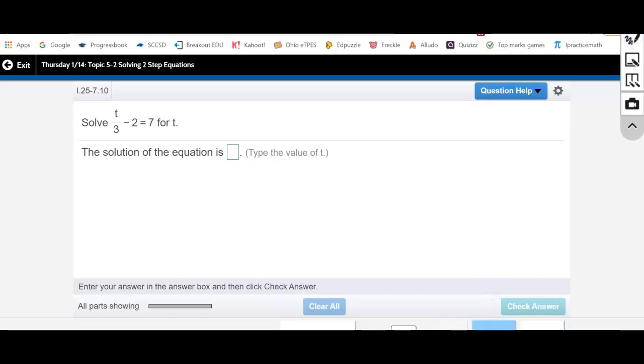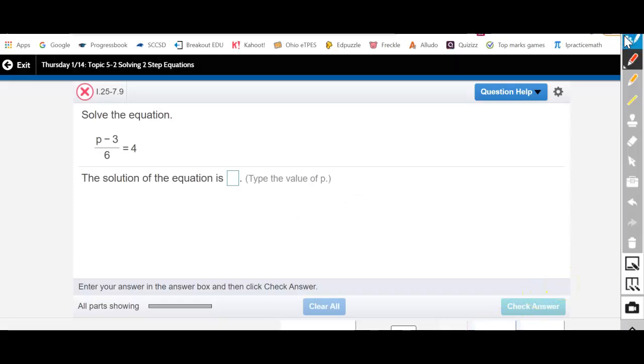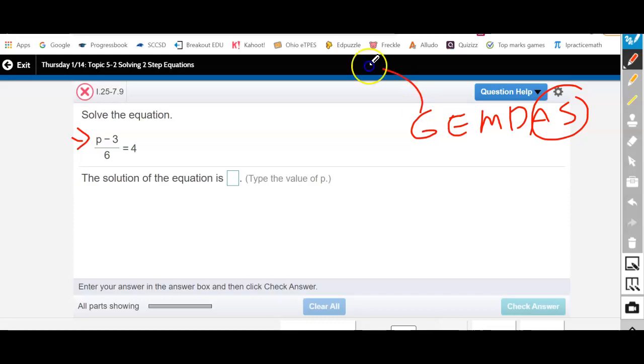And then we might have something like this. Okay, now this one. Remember how we said GEMDAS? We do everything backwards, so we get rid of addition subtraction first. Except in this situation, because this means p minus 3. The whole p minus 3 is dividing by 6. So that is considered grouping right there. So we're going to take care of just that top part last.